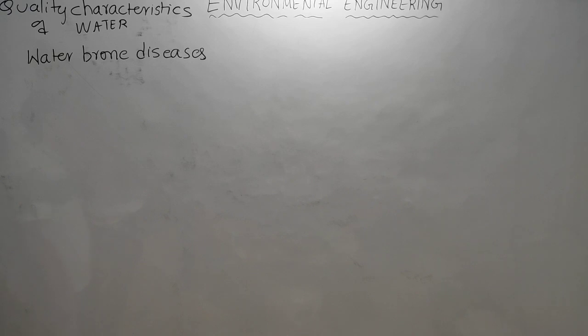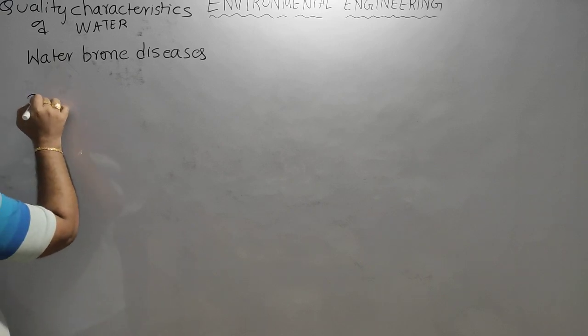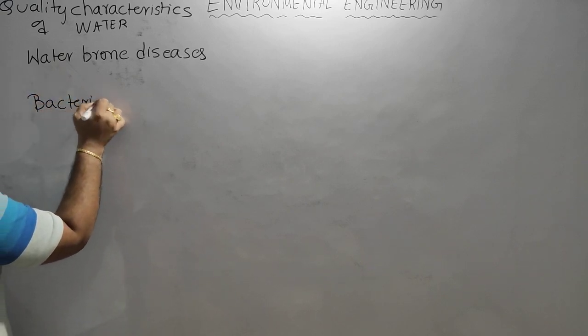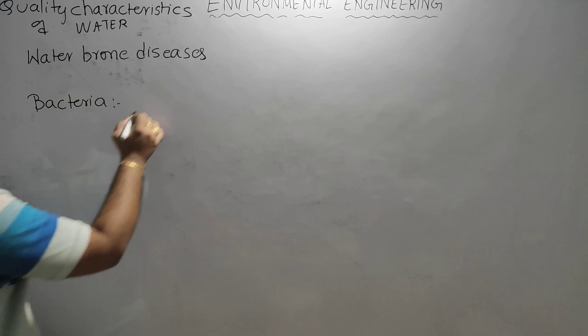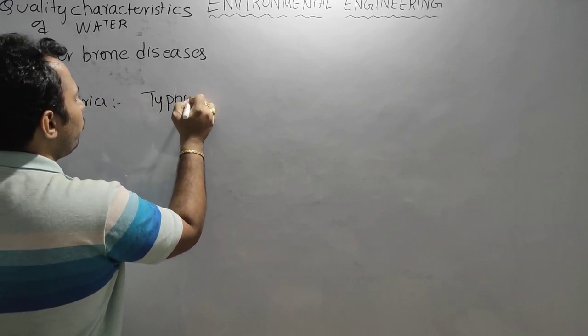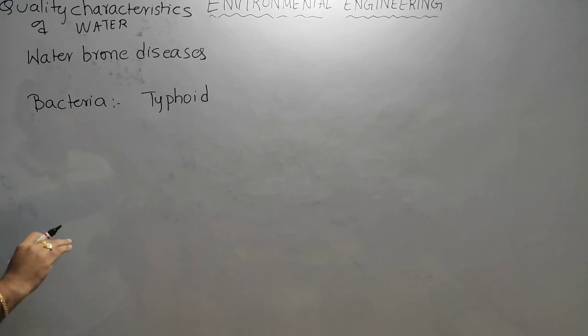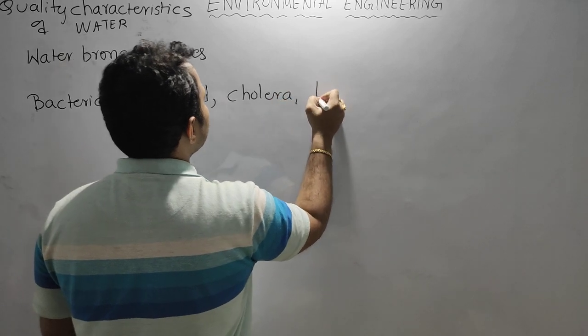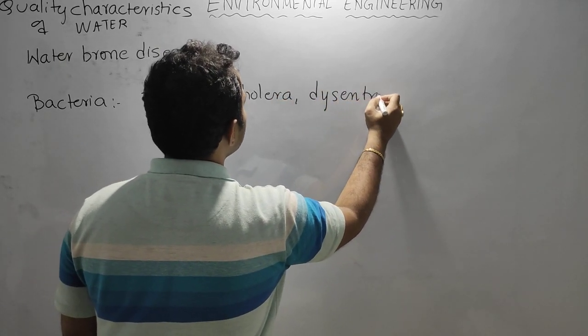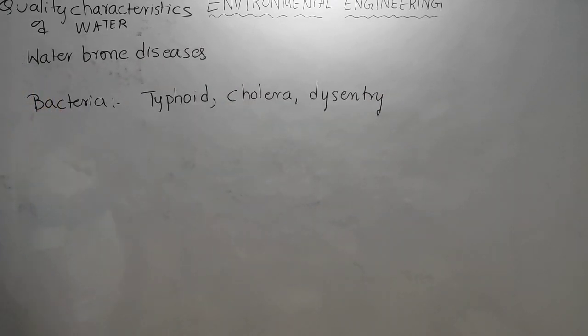Waterborne diseases. We need to know what different diseases bacteria will cause, virus will cause, and protozoa will cause. Bacteria generally cause typhoid, cholera, dysentery. These are all waterborne. Dysentery means motions and all.